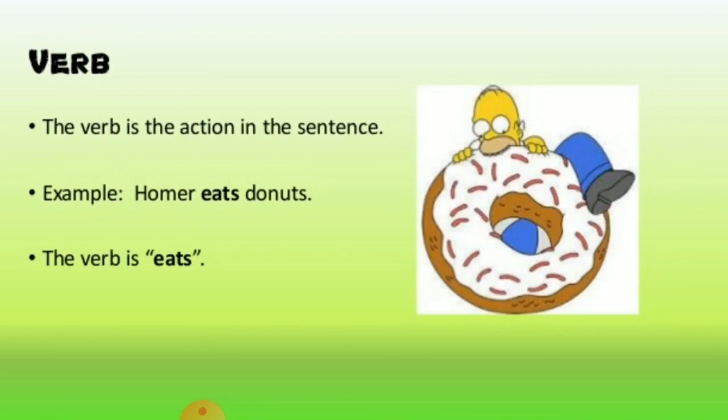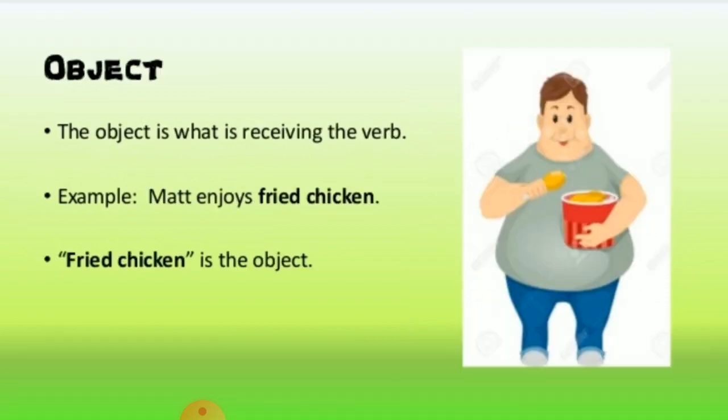Now the verb. The verb is the action in the sentence, or children you can say doing action is called verb. Example, Homer eats donuts. So what work Homer is doing? He is doing the work of eating. So eats will be your verb.